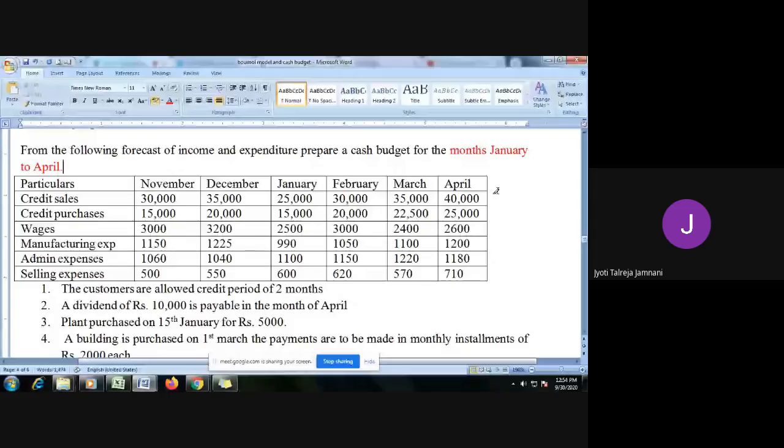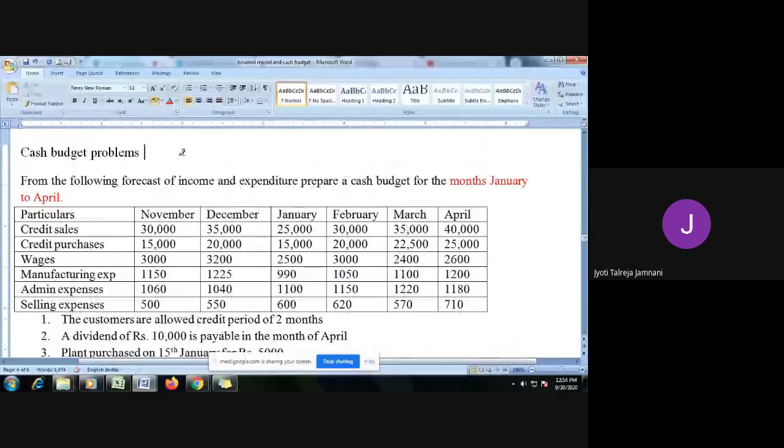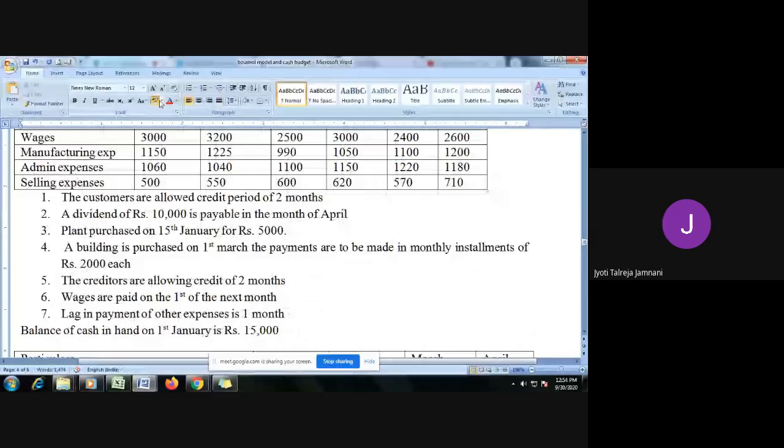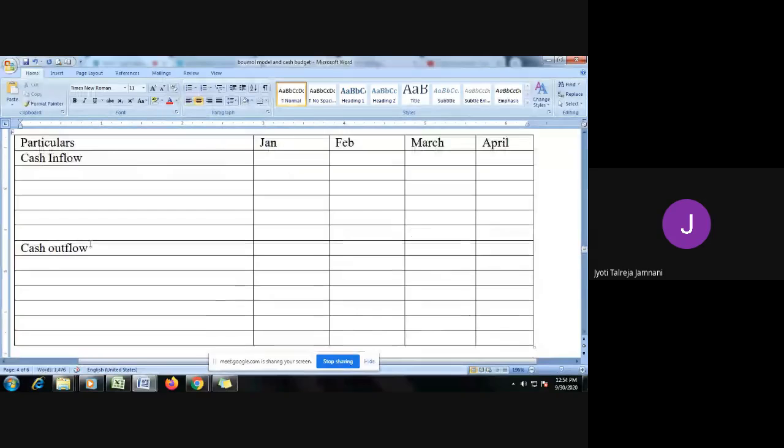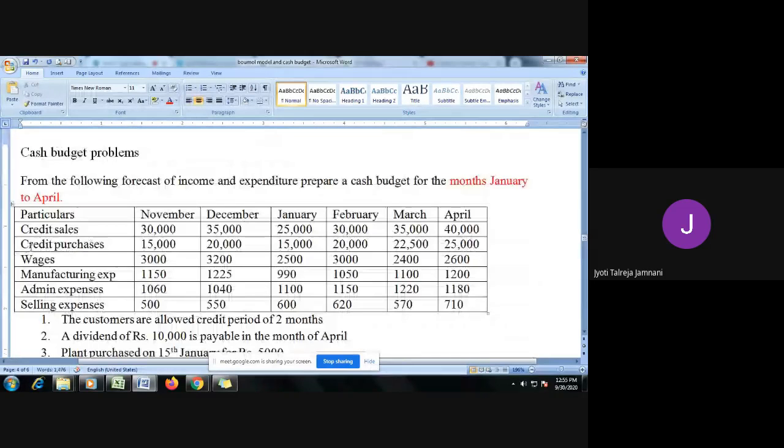Okay. So here is the question, and this is how the cash budget will look like. Just write the heading cash budget. Okay, so from Jan to April, we're preparing it from Jan to April, and we will have two columns, that is cash inflows and cash outflows. We divide our budget into two parts. So let's see, the first thing what they've given is credit sales, purchases, wages, manufacturing expenses, admin and selling.